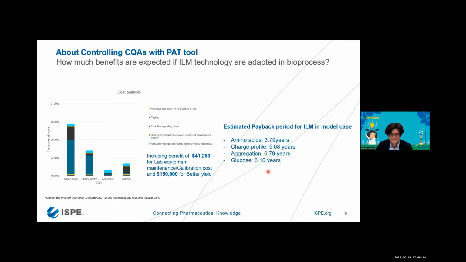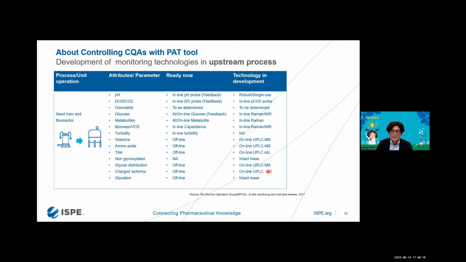So as the next discussion, I'd like to talk about the development of monitoring technology in upstream processing. Here is a summary of the process parameters and the quality attributes in upstream processing. In terms of pH and DO, they are considered as critical process parameters, CPP. These parameters are currently monitored with inline monitoring technology with feedback control.